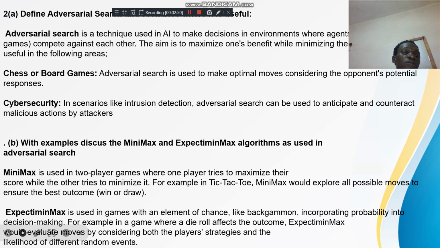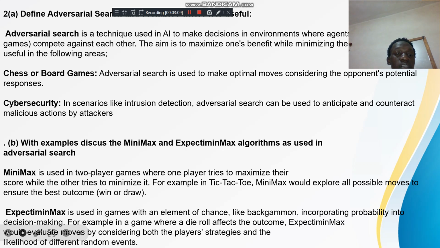It is useful in the following areas: chess or board games. Adversarial search is used to make optimal moves considering the opponent's potential response. Then cybersecurity. In scenarios like intrusion detection, adversarial search can be used to anticipate and counteract malicious actions by attackers.